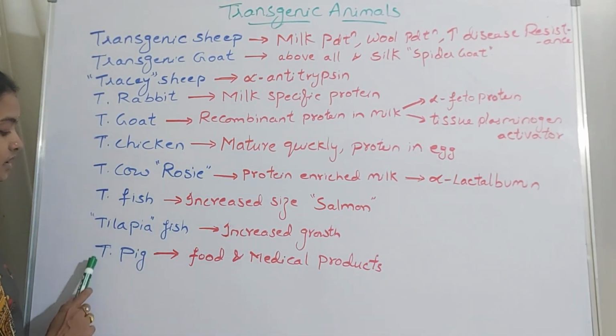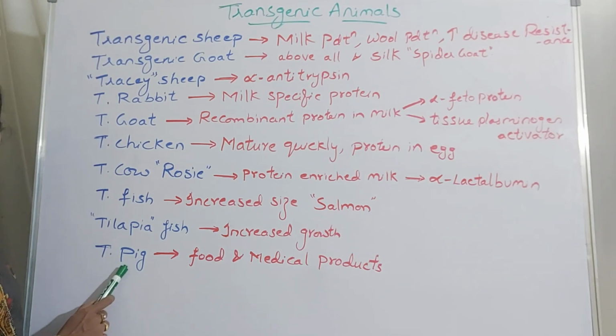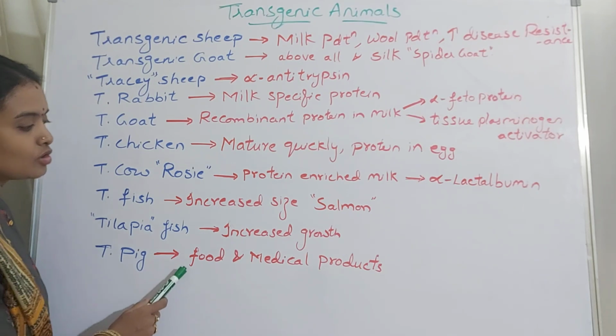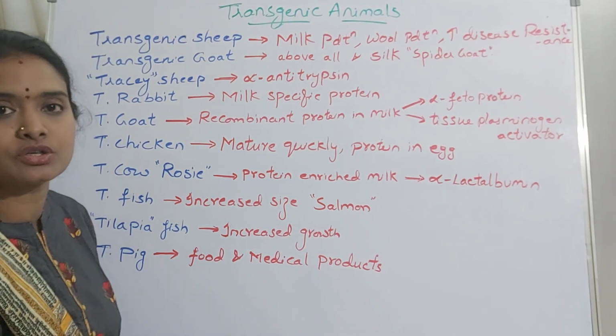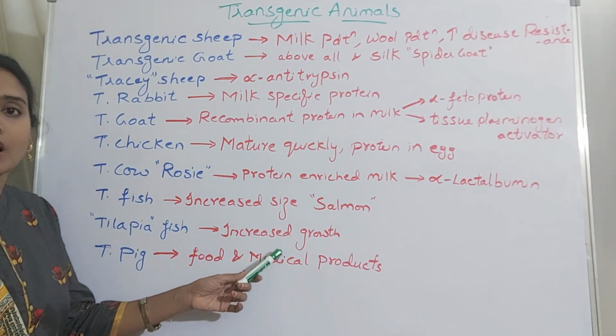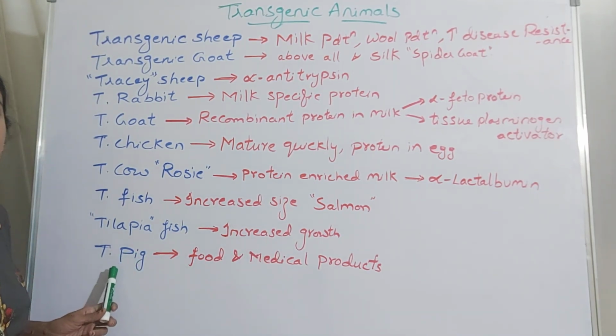Next, coming to the transgenic pig, where it is providing food by increasing its size, and also medicines are produced. Many types of pharmaceutical medicines and products are produced using these transgenic pigs.